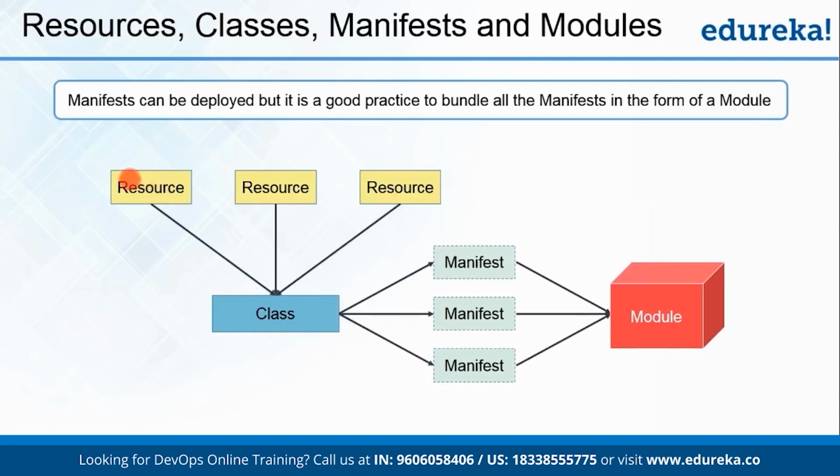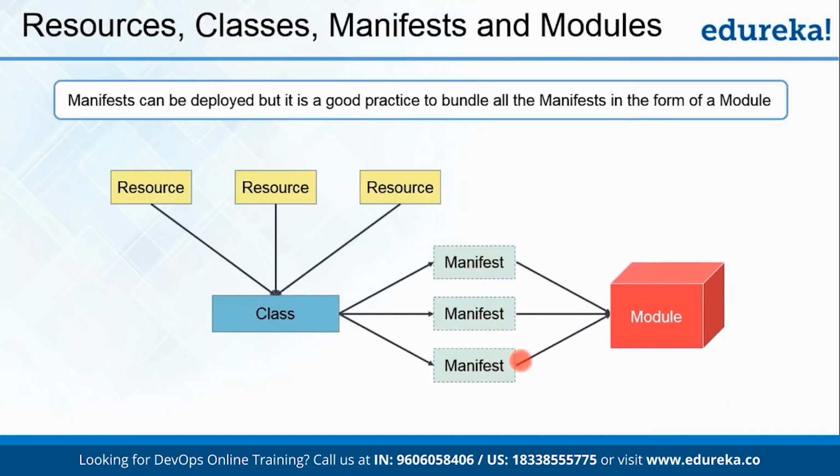There are certain resources. A user is a resource, a file is a resource, basically anything that is there can be considered a resource. Multiple resources combine together to form a class. Now this class, you can declare in any of the manifests that you want. You can declare it in multiple manifests. And then finally, you can bundle all these manifests together to form a module.